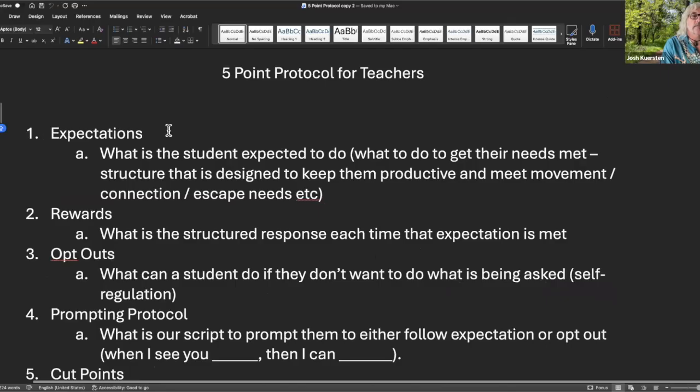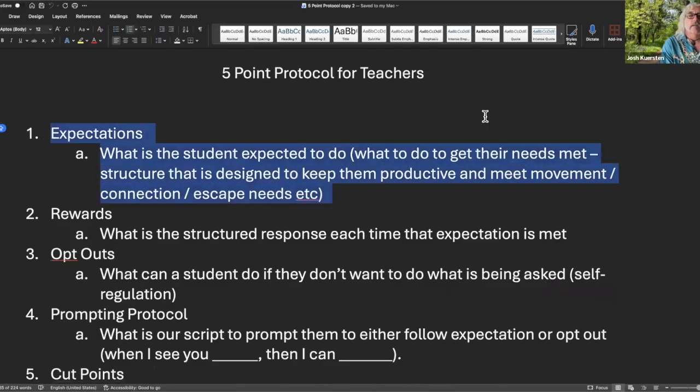So here's the deal. I like to think about it as what kind of clarity are you offering? So what are the expectations? We have kids, they're struggling in this, that, or the other way.